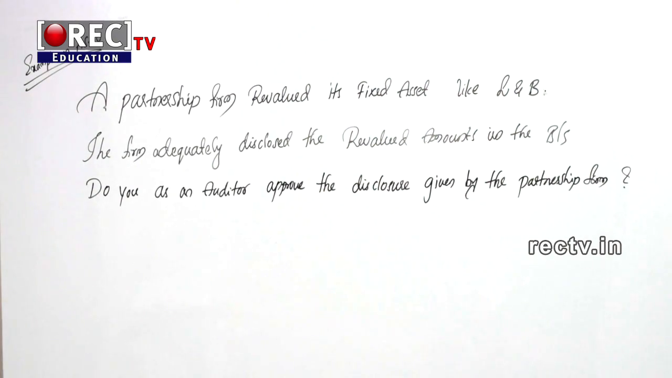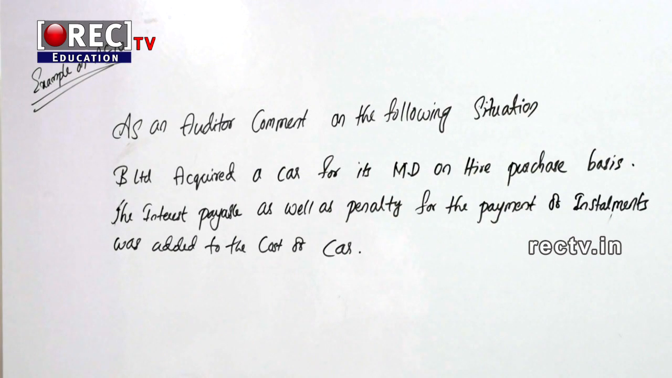Now let us see the last example on AS 10. As an auditor, comment on the following situation. B Limited acquired a car for its MD on hire purchase basis. The interest payable as well as penalty for the payment of installment was added to the cost of car. As an auditor, comment on the situation. Here the penalty and interest on the installment payable does not form part of the cost of the asset and therefore should not be added to the cost of the asset. Treatment of cost and outstanding installment is correct as per AS 10.